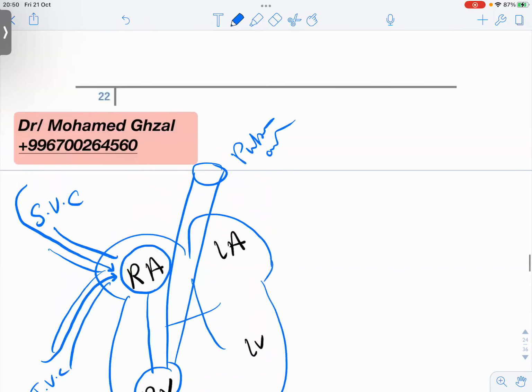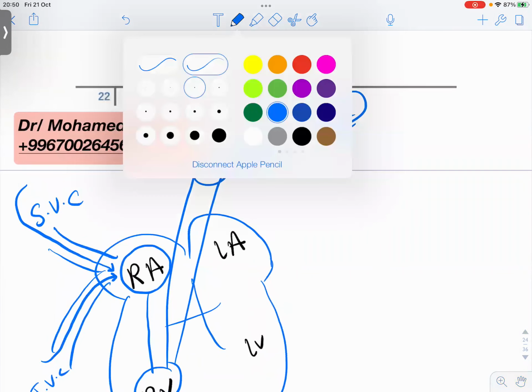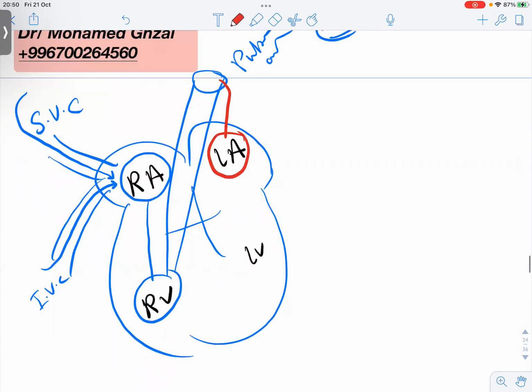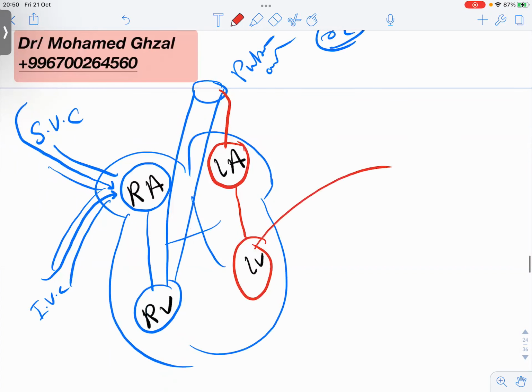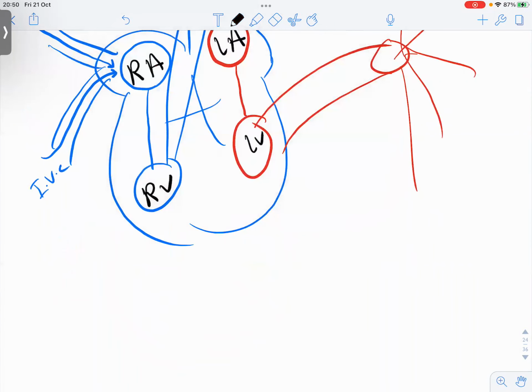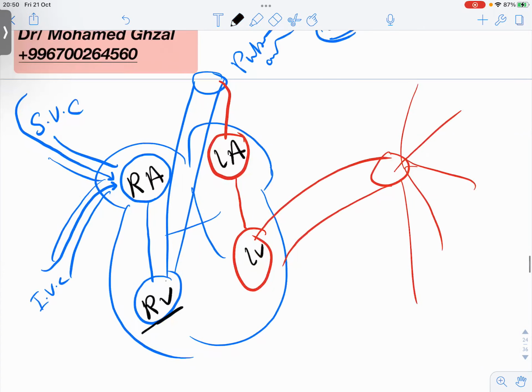And here in the lungs, the blood will be oxygenated, will get oxygen from the lung. And then the blood will come to the left atrium, then from the left atrium to the left ventricle. Then the left ventricle will pump the blood into the aorta, and after that to all body organs. So here you know that the right ventricle pumps the blood to the lung, and the left ventricle pumps the blood to the organs.